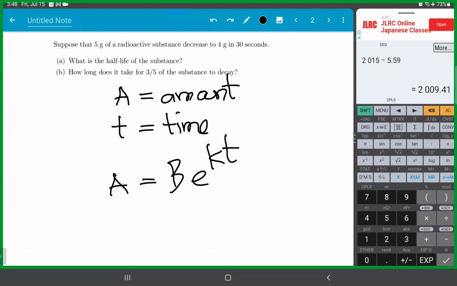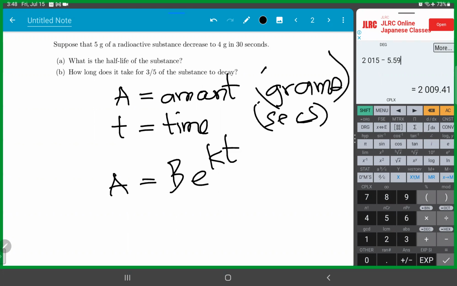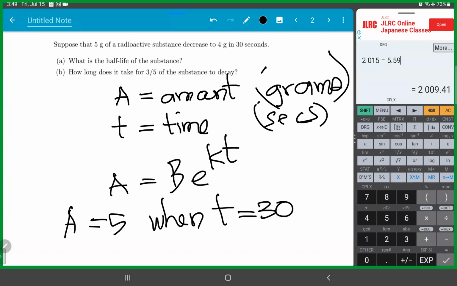So kung A yung amount ng substance, T is time in seconds, dahil seconds yung ginamit diyan. So we are told that 5 grams, so A will be in grams, and then time will be in seconds. So 5 grams when it's 30 seconds. Unless minute yung gagamitin mo, so 1/2 yan.